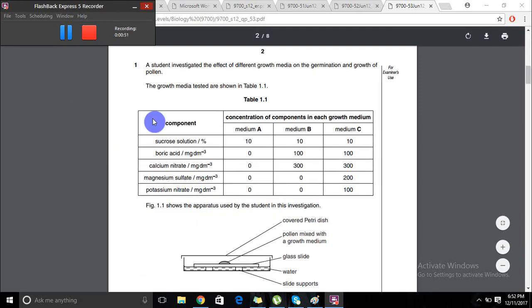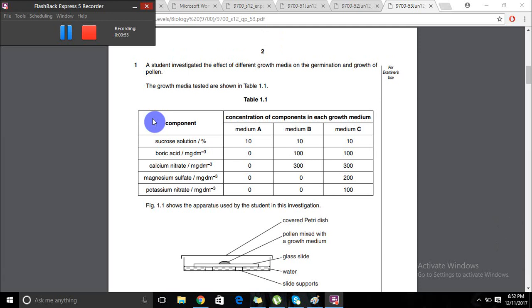So let's start with the question and you really need to read out the question carefully and make notes along the margins. They're really helpful in getting a visual of the whole scenario you need to do all those questions on. So a student investigated the effect of different growth media on the germination and the growth of pollen.